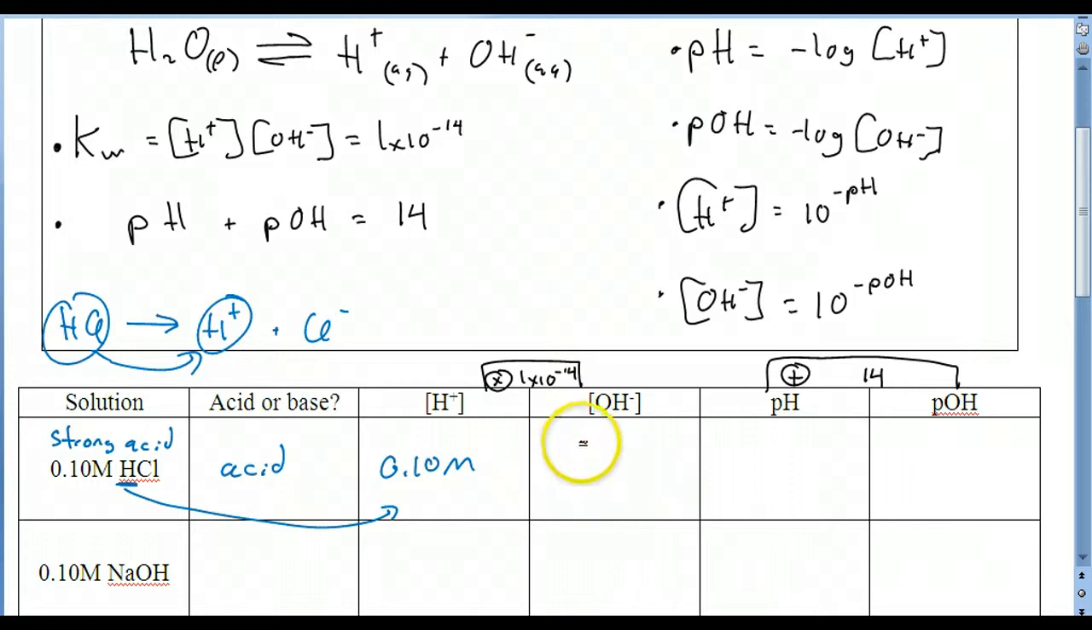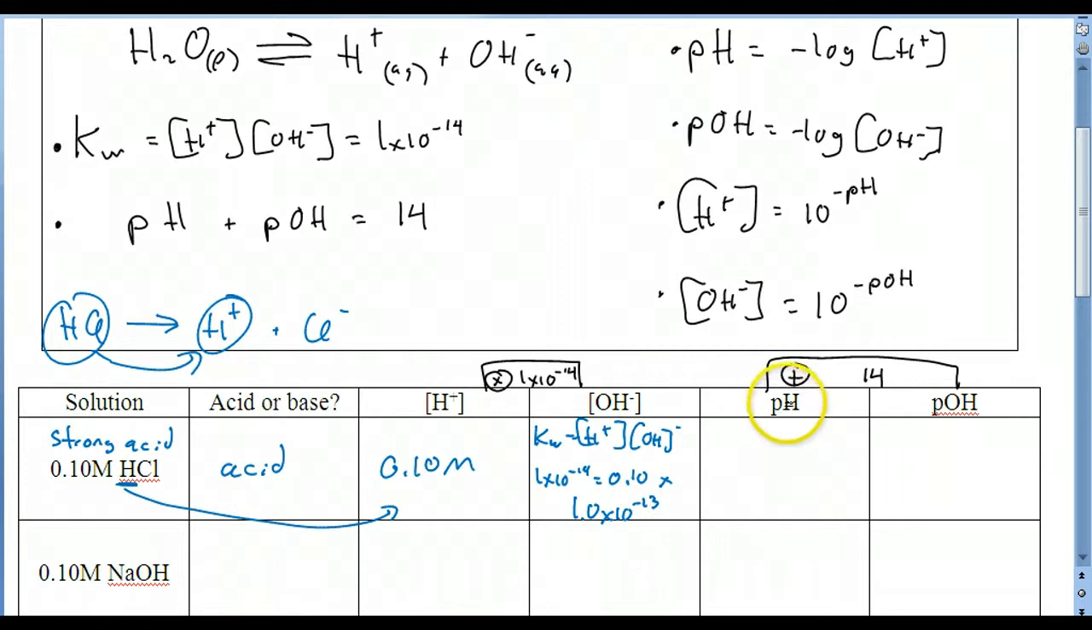And so now you can keep going forward to do some math. Thanks to this equation here, H times OH equals 1 times 10 to the negative 14th. I know that the product of these two would be 1 times 10 to the negative 14th, so Kw equals [H+][OH-], 1 times 10 to the negative 14th. The H concentration is 0.10. The hydroxide concentration is X, and so I can solve for that and get 1.0 times 10 to the negative 13.